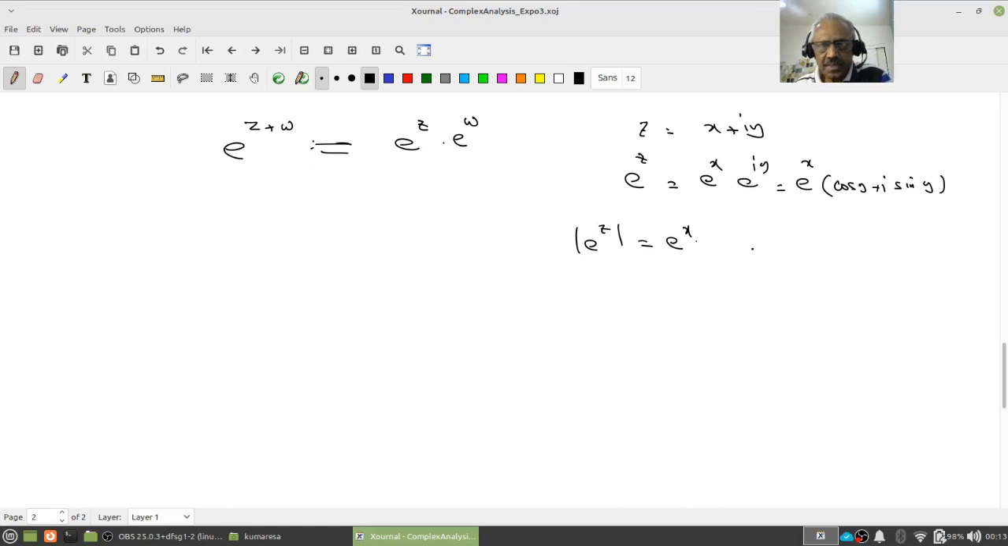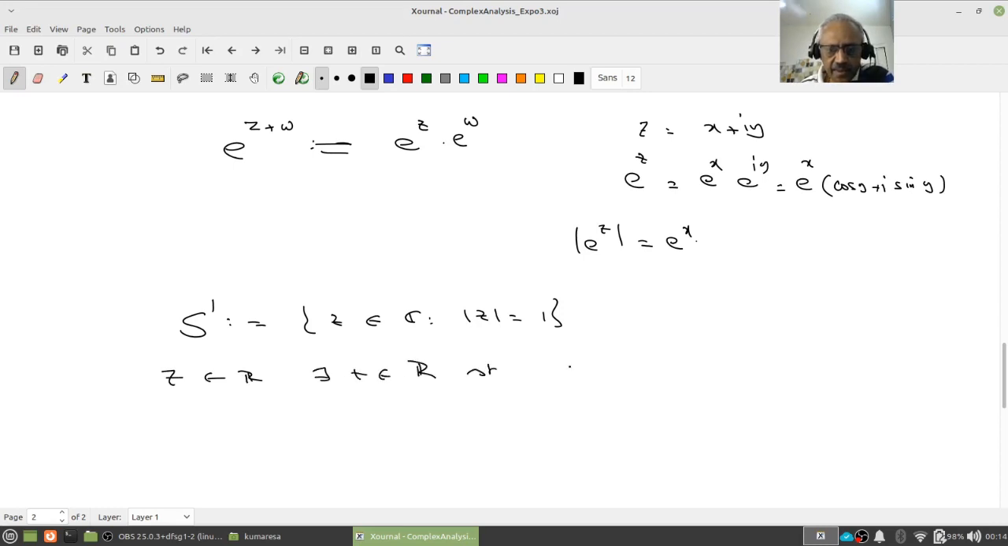Have you understood this? The most important property is the following. Let S1 denote the set of complex numbers so that mod z equals 1. This is the so-called unit circle in C. Then what we know is, for any z in S1, there is a real number t in R so that z is of the form e^(it).